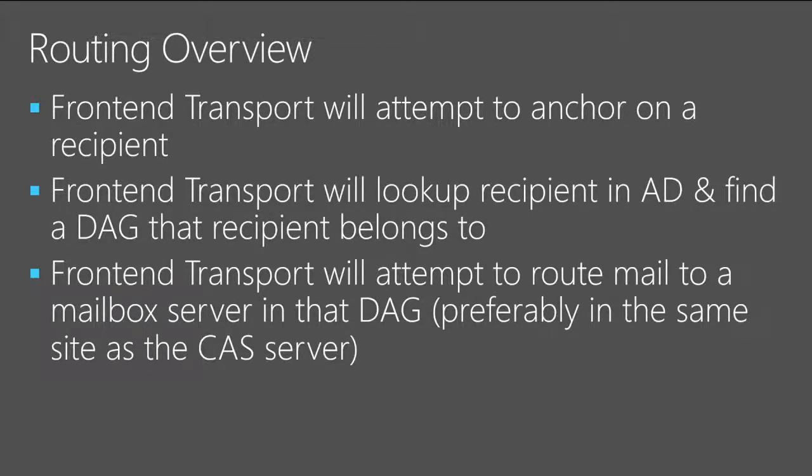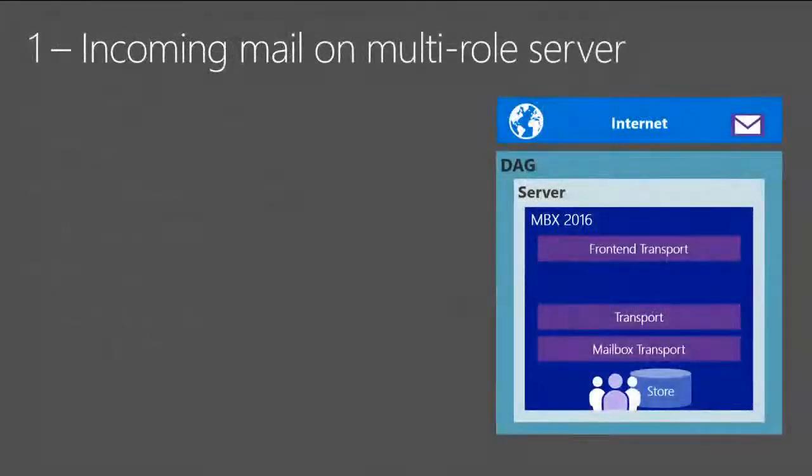It usually picks a recipient that's local, basically in your organization, and it'll try to find the mailbox or the DAG for that recipient, and then it'll send that to the mailbox server in the DAG. Preferably this is the same site as the CAS box. That is 2013. So, all right, let's see how this works.